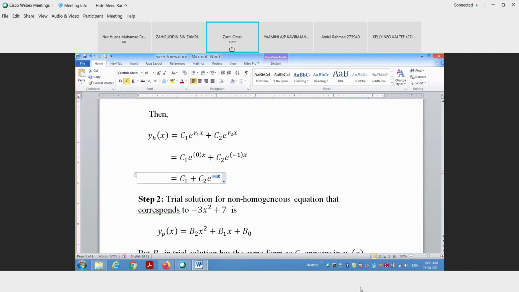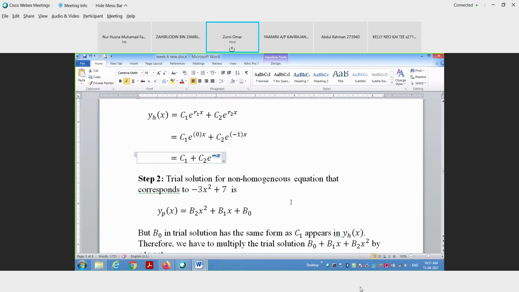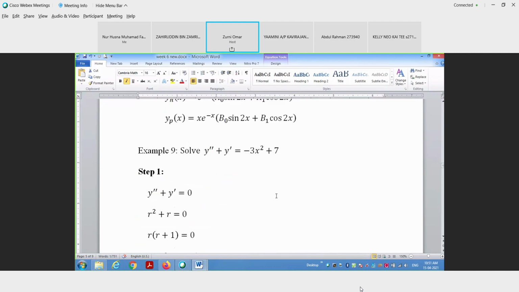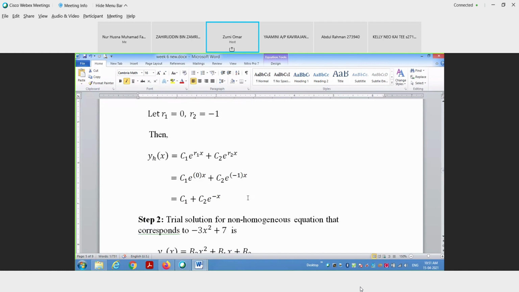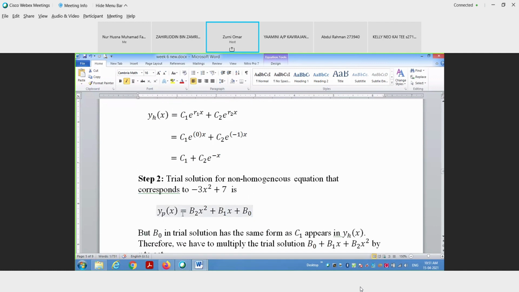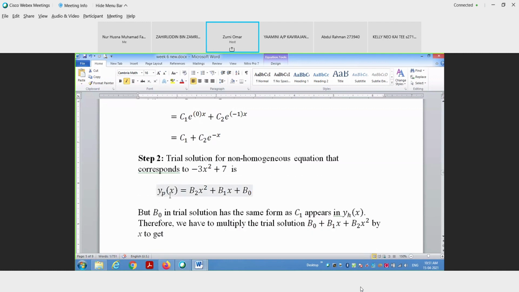Second step, solve for the particular solution. You refer to the g(x). g(x) is in the form of a polynomial of order 2. And that's why your initial trial solution is in this form: b2 x squared plus b1 x plus b naught. You can reverse the order or you can write like this. This is your initial yp.